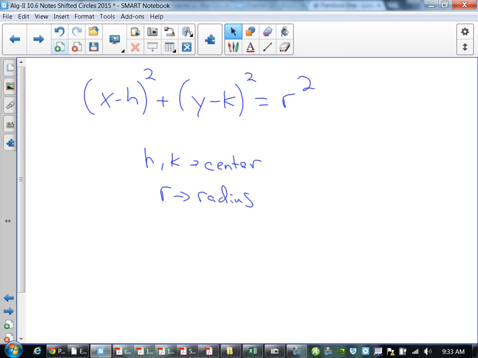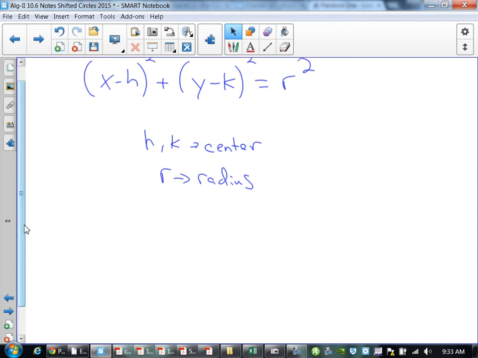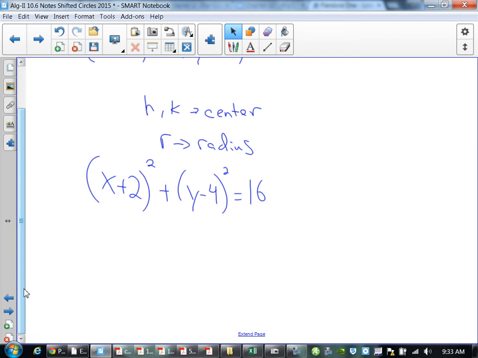When you're dealing with these things, it's ridiculously simple to work with. When you're going to graph circles, basically all you have to be able to do is find the center and walk the radius. So when I ask you to graph a circle, if I have x plus 2 quantity squared plus y minus 4 quantity squared equals 16, where's your center? Negative 2 and 4. And what's your radius? 4. The radius is going to be 4, because 16 is equal to r squared.